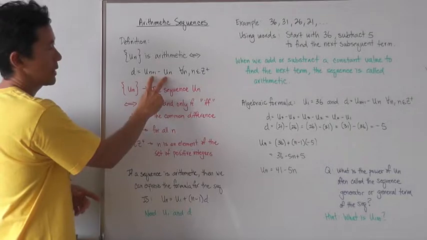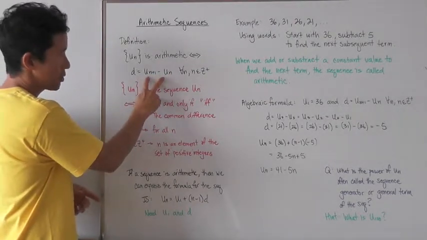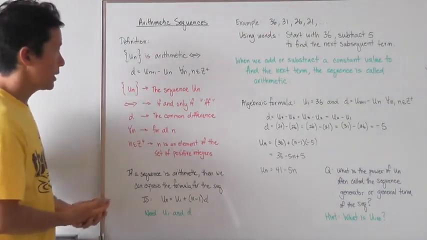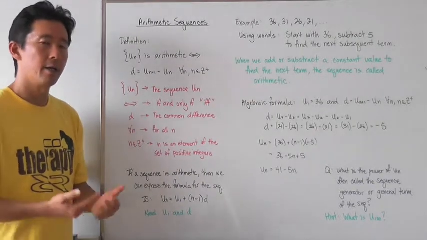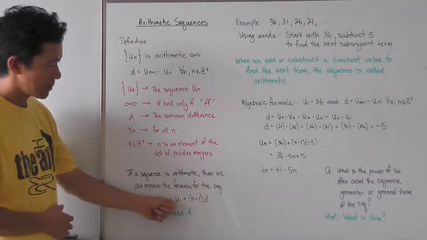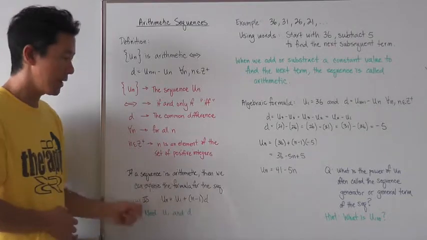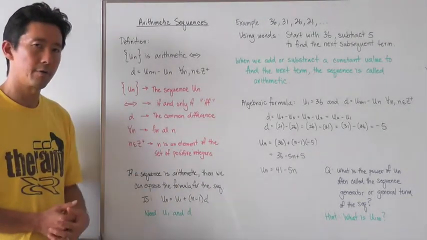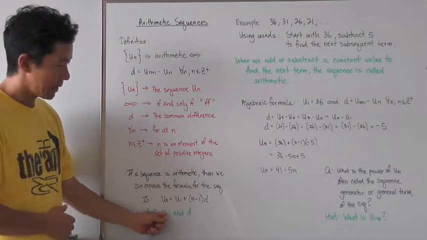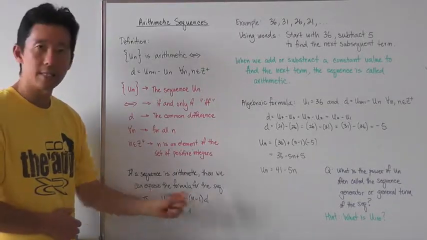Now, what you should notice is that if we want to define an arithmetic sequence, we need to show that this is true. If we show that this is true, then we can call the sequence arithmetic. Once we determine that the sequence is arithmetic, we can use a formula, which is u sub n is equal to u sub 1 plus the quantity n minus 1 times d, to find the formula for the arithmetic sequence itself. Let's apply this. In order to find this formula, we need to know what u sub 1 is, and we also need to know what d is.